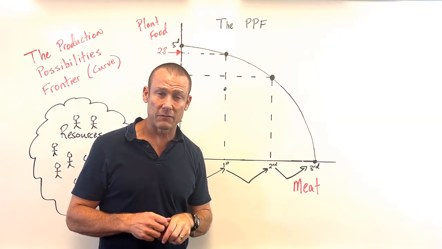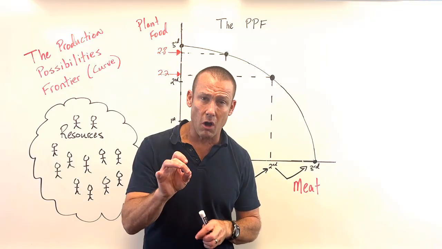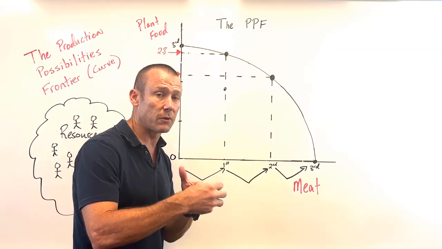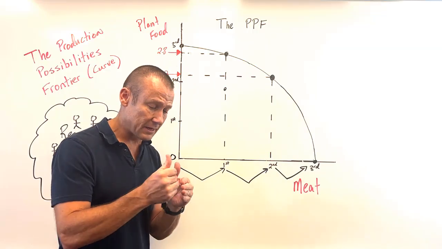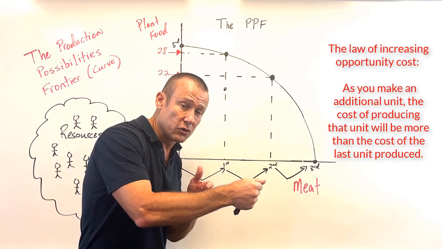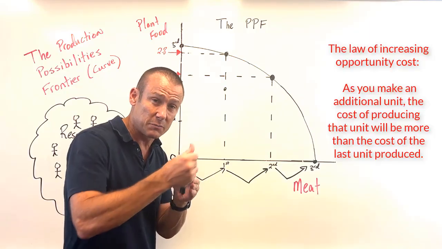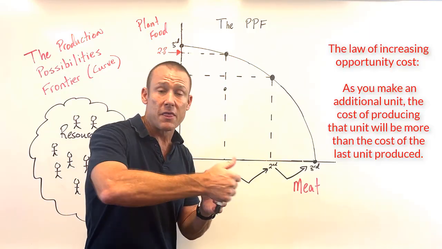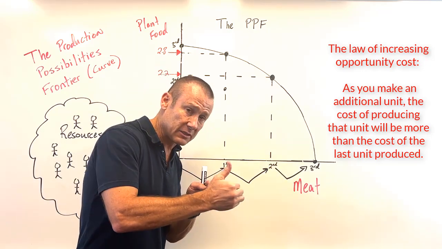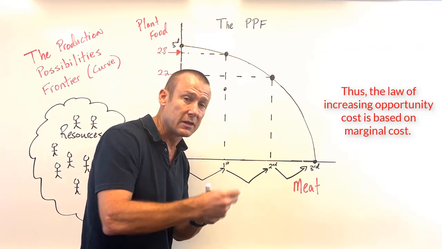2.2 units of plant food. Guys, this is the law of increasing opportunity cost. The law of increasing opportunity cost is not saying just that as you make more of something, the cost goes up. No. It's saying as you make each successive unit, each additional unit, the cost of making each additional unit goes up. So the cost of making the next unit is going to be more than the last unit, right? That's the law of increasing opportunity cost. As we make each successive unit, each additional unit, the cost of making that additional unit is going up.